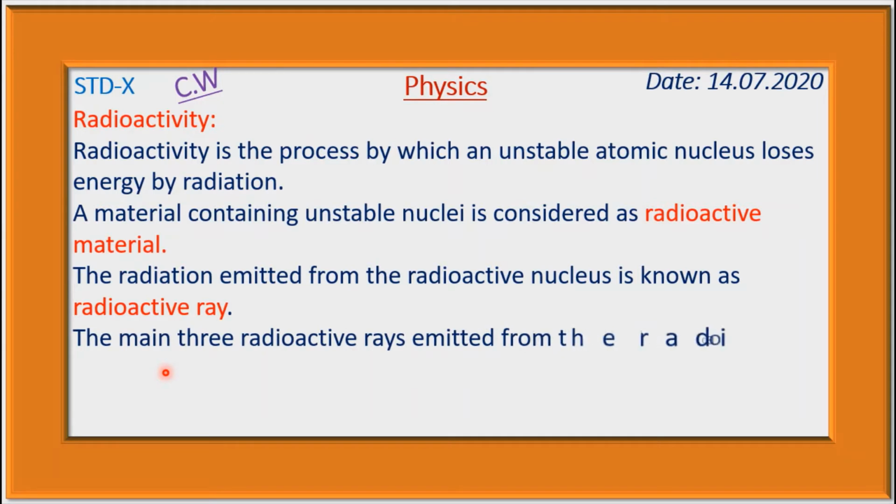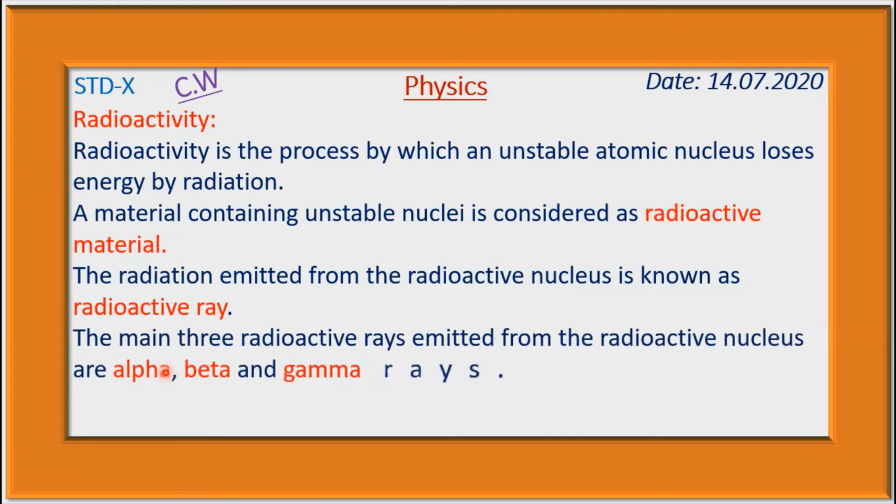The main three radioactive rays emitted from the radioactive nucleus are alpha, beta and gamma rays. That is, from this type of radioactive material, alpha, beta and gamma rays are emitted. These alpha, beta and gamma rays are known as radioactive ray, and the material from which alpha, beta and gamma rays are emitted is known as radioactive material.